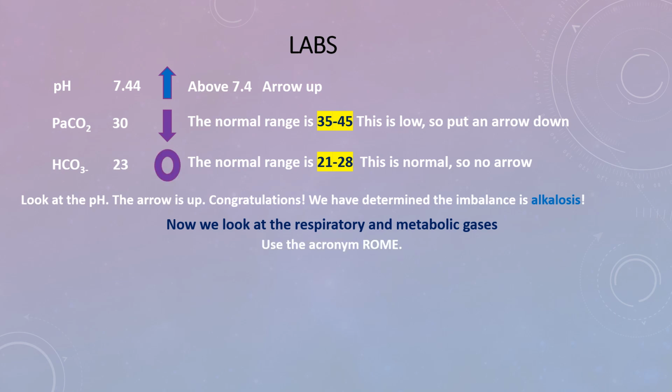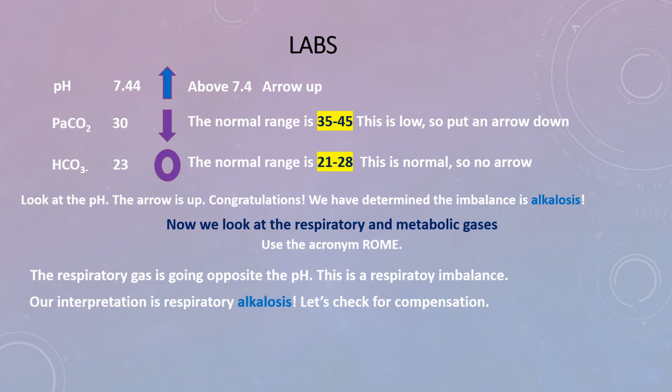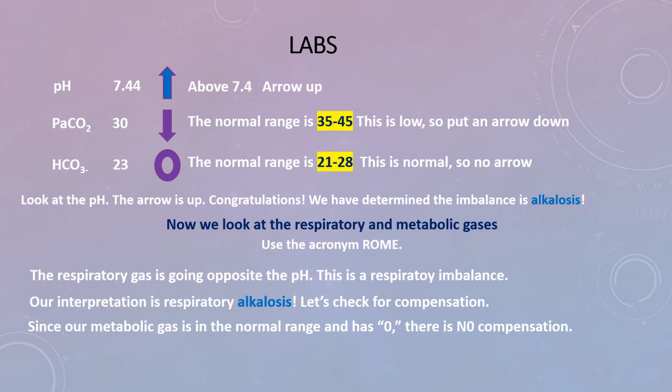We have a bullseye. Now we use the acronym ROAM. The respiratory gas is going opposite the pH. We know this is a respiratory imbalance. Our interpretation is respiratory alkalosis. Now we need to check for compensation. Since our metabolic gas is in the normal range and has a bullseye, we know there is no compensation. So our interpretation of these labs is respiratory alkalosis without compensation.